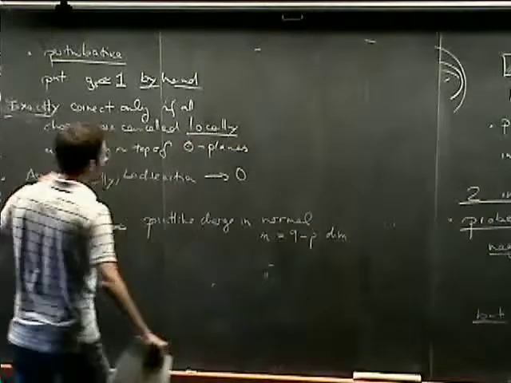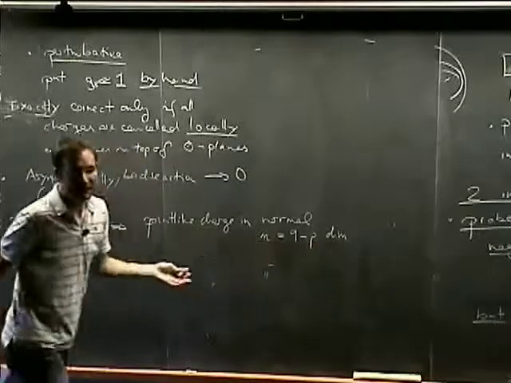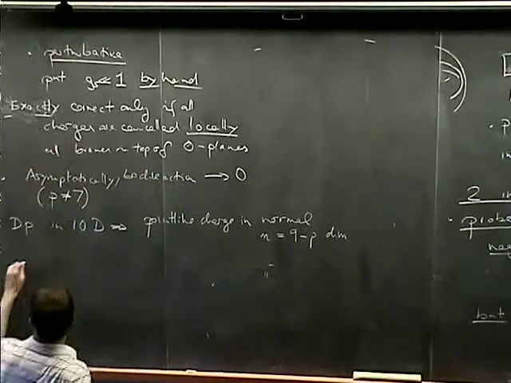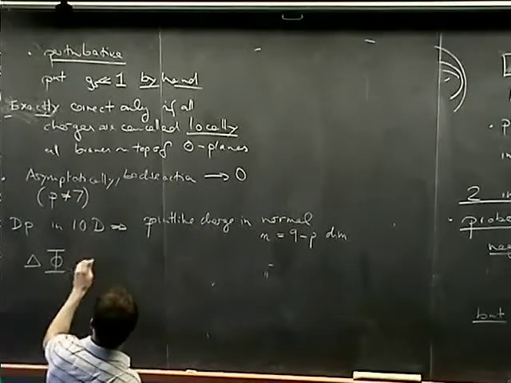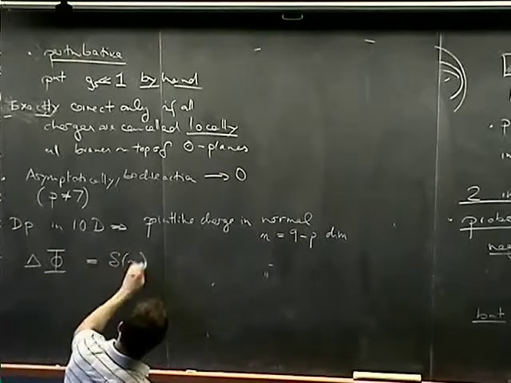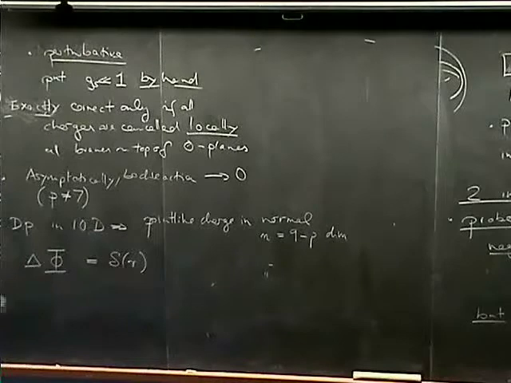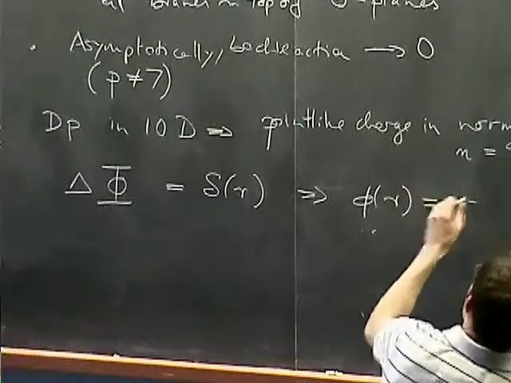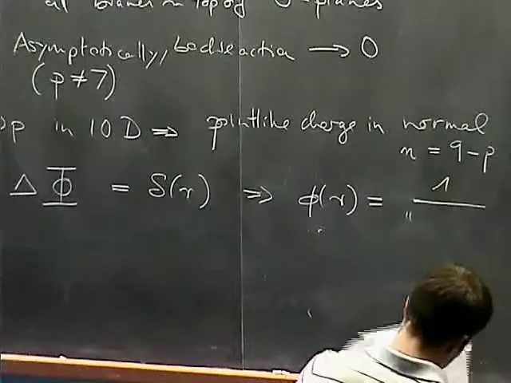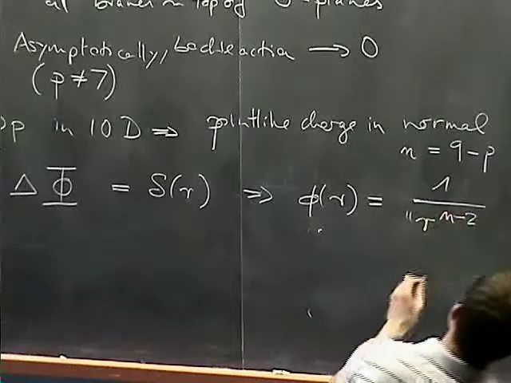So roughly speaking, what one has to solve in supergravity is now a Poisson equation for a point-like source in 9 minus p dimensions. So roughly what we get is, for whatever kind of field, Laplace phi equals delta of r, where r is the radial direction in these 9 minus p dimensions. And this has the solution that phi of r dies off like 1 over r^(7 minus p).